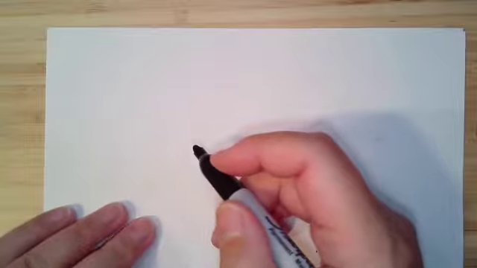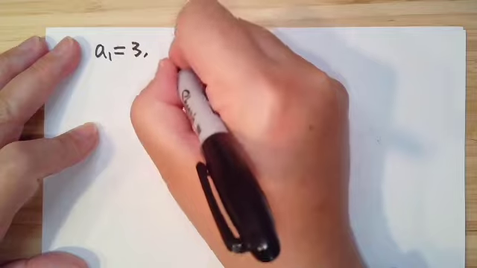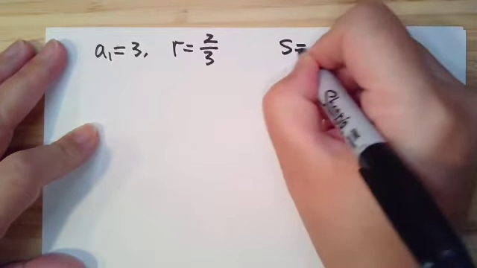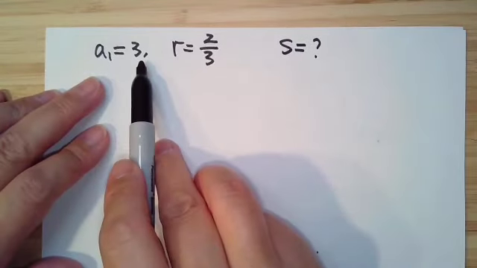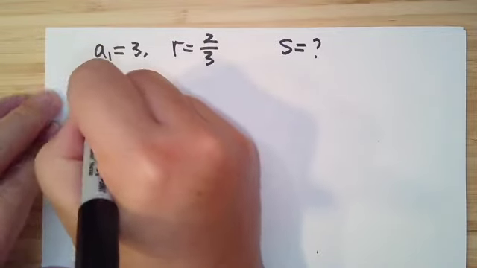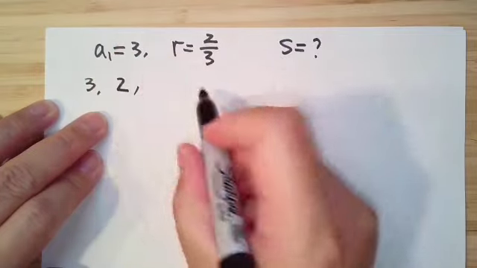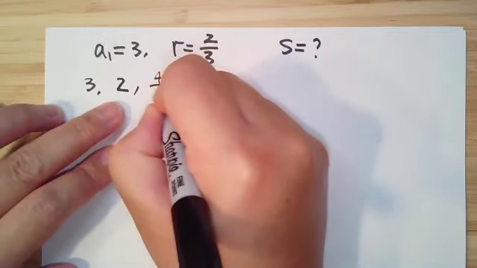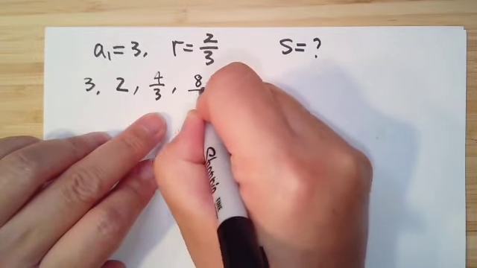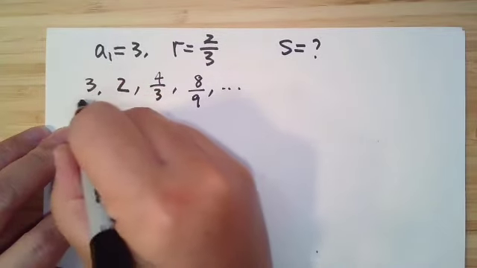Okay. What about a1 is 3, r is 2/3. Can you find S? All right. a1 is 3. What's the next term? 3 times 2/3. That's 2. And then 2 times 2/3 is 4/3, and then times 2/3 again, I get 8 over 9, and so on, right? I keep adding them. I keep getting them. Then I add them together.